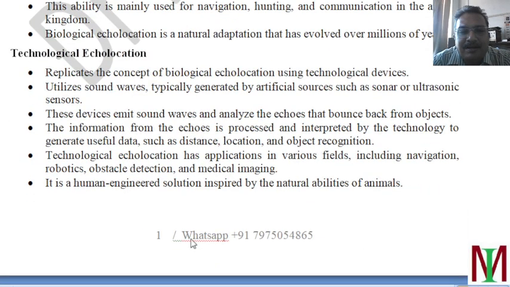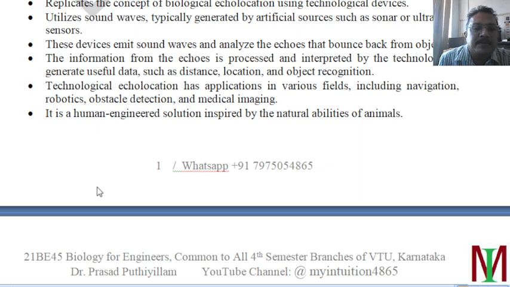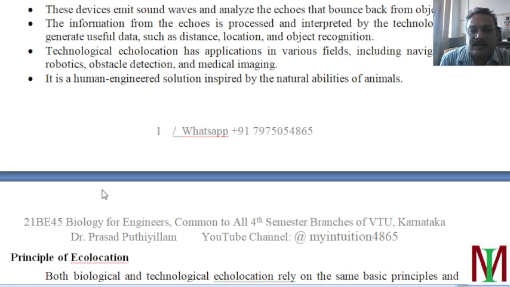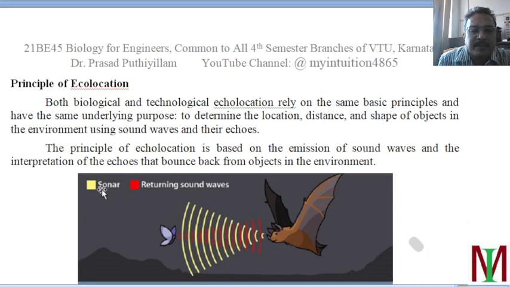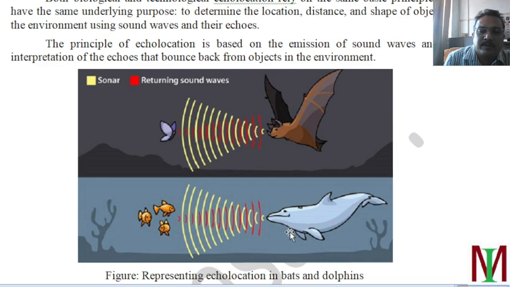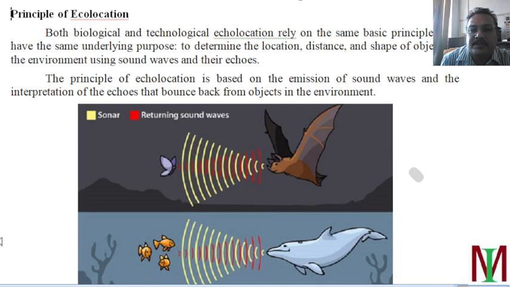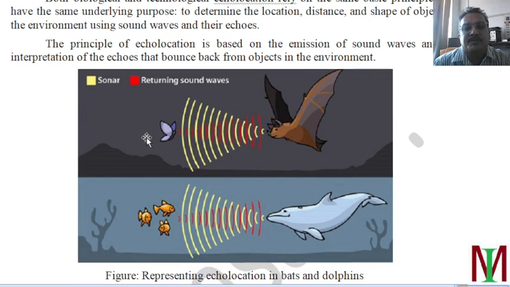Technological echolocation also uses sources like sonar and ultrasound: the emitter sends sound and the receiver receives it. Engineers designed this solution, inspired by the natural ability of animals. The principle behind echolocation is the same. You can see how the reflected sound wave is produced and the echo is collected. Both biological and technological echolocation rely on the same basic principle to identify the location, measure distance, or identify the shape. The principle and accuracy are based on the emission of sound waves and the interpretation of echoes that bounce back.